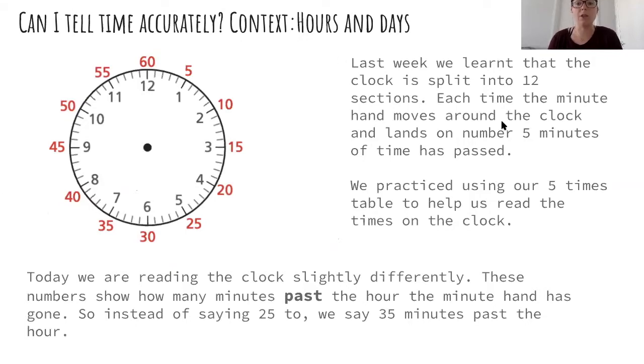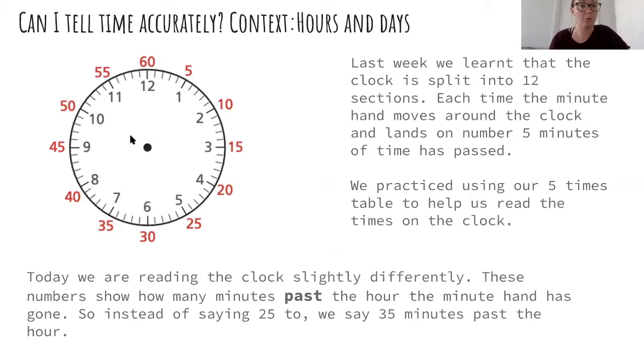Last week we learned that the clock is split into 12 sections. We also learned that the clock was split into quarters as well when we were doing quarter past and half past and quarter to. So we can split our clock up in lots of different ways. And each time, we learned this already, that each time the minute hand moves around, that's 5 more minutes. So we could use our 5 times table to count around the clock.